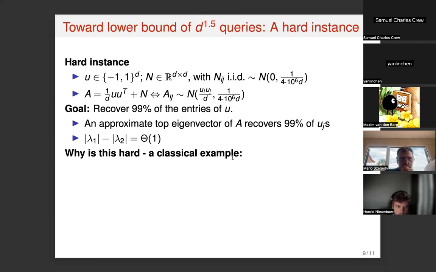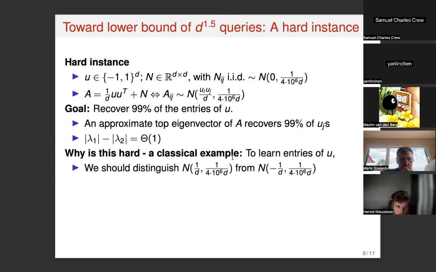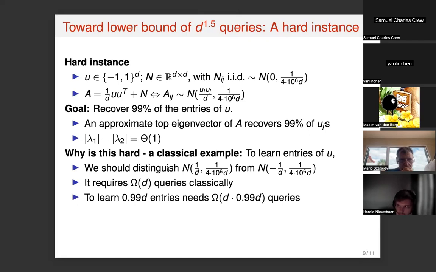Okay, and now let's see why this is hard. Say a classical example. If you want to learn entries of U, like what I said, you sort of have to distinguish N(1/D, ...) from N(-1/D, ...), 1 over D, sorry. You need to distinguish those two cases, right? And if you compute the KL divergence of those two samples, it is roughly 1 over D. So you need a number of D queries to learn one entry. And because you want to learn 99% of the entries, say 0.99D entries, you would intuitively think you need D times 0.99D queries to learn roughly all of them. So that's D squared.